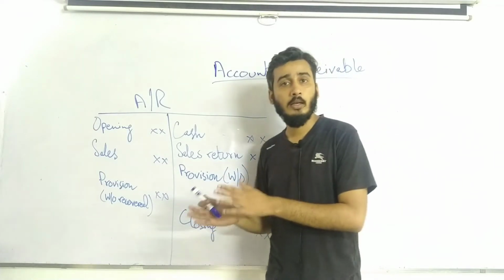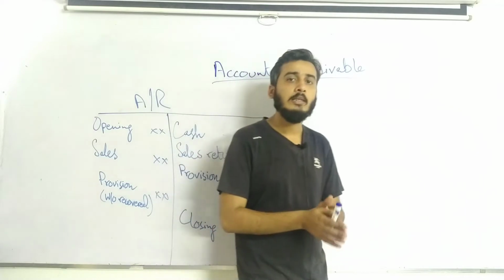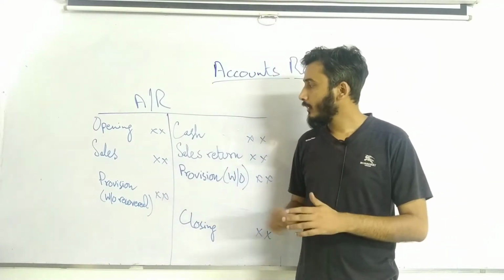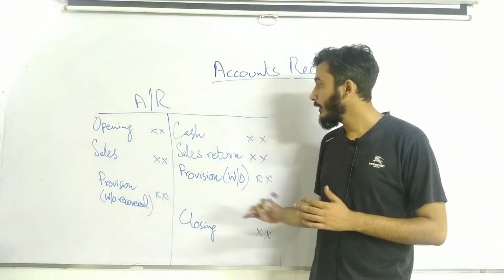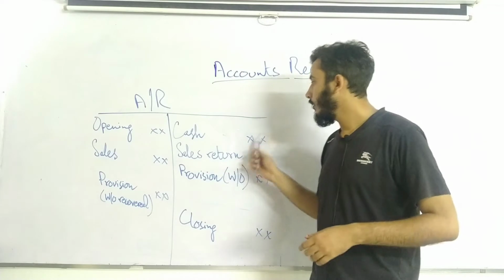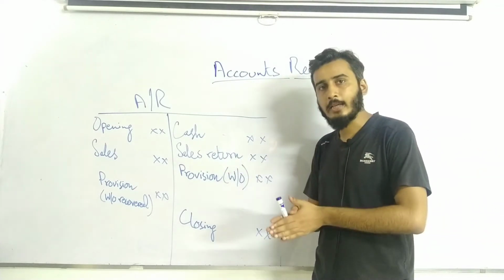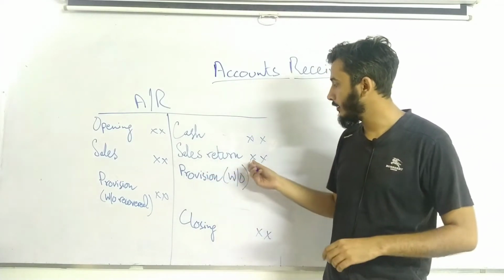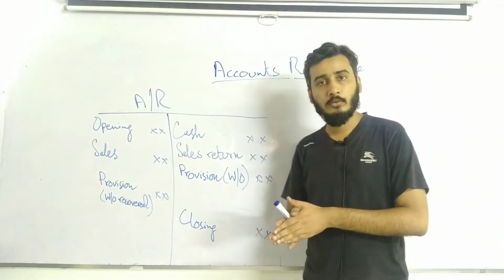As we have seen in the previous entries, a write-off when recovered shall have a reversal entry. Therefore, we will debit the account receivable and the provision shall be credited. Then cash on the credit side, because we have seen in the entries that cash is debit and account receivable is credit. And in the same way, sales return shall be debit and account receivable shall be credit.